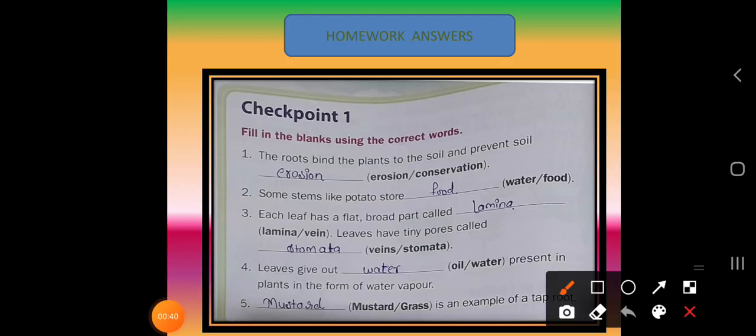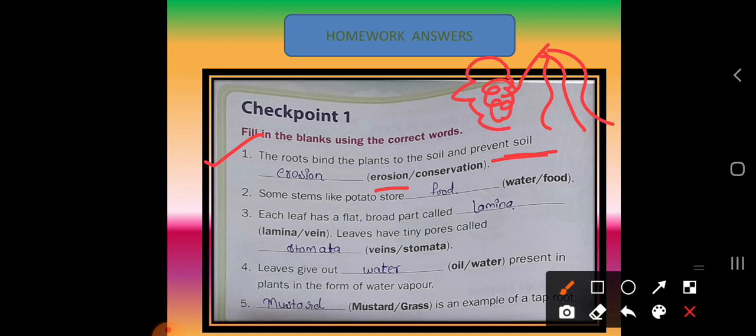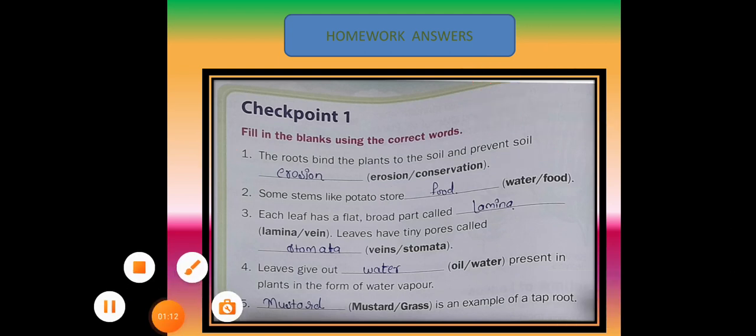So dear students, the first question was: the roots bind the plant to the soil and prevent loss of soil. This is called the erosion of soil. The roots are binding the soil for better development of the plant. So this thing we call erosion.